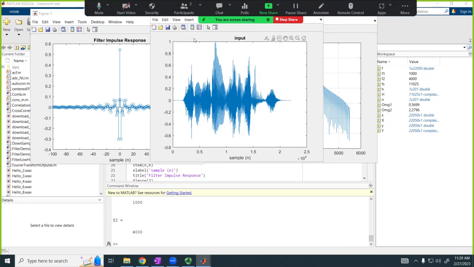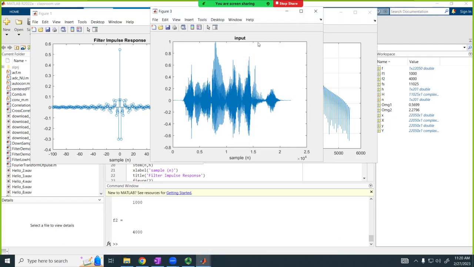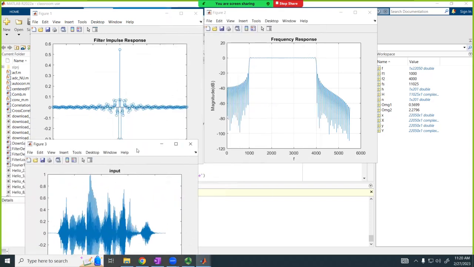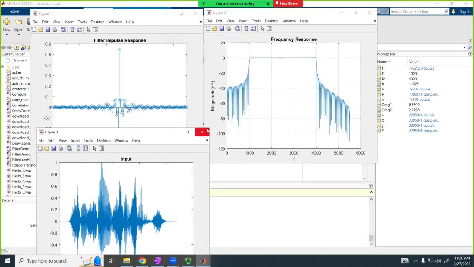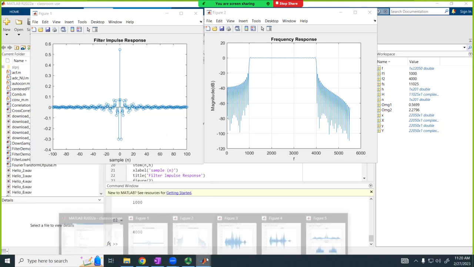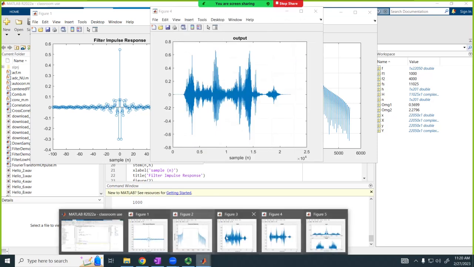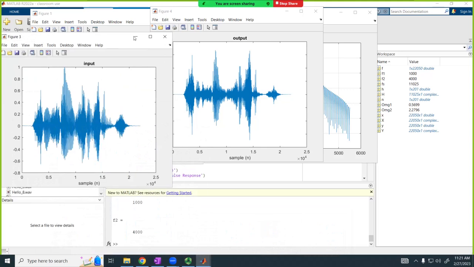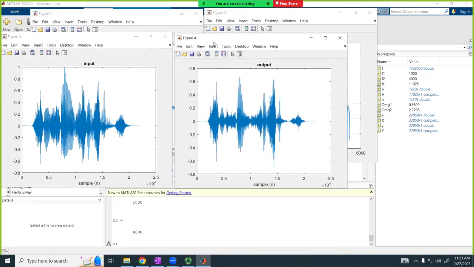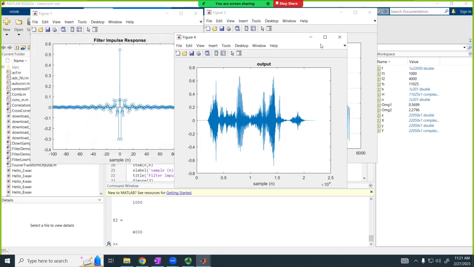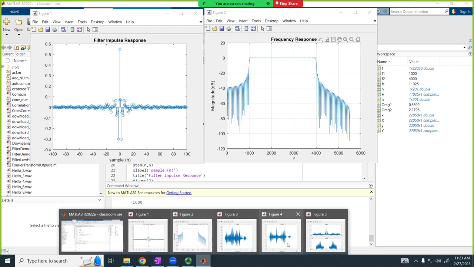And therefore, when we pass the signal to it, this is the signal in the time domain, which is not very useful. Does this tell you anything? Not very useful. So we'll minimize it. That was the input of the filter. This is the output of the filter. So this is the sound that you heard the first time. This is the sound you heard the second time. Again, looking at it in the time domain is not very useful. So let's look at it in the frequency domain.